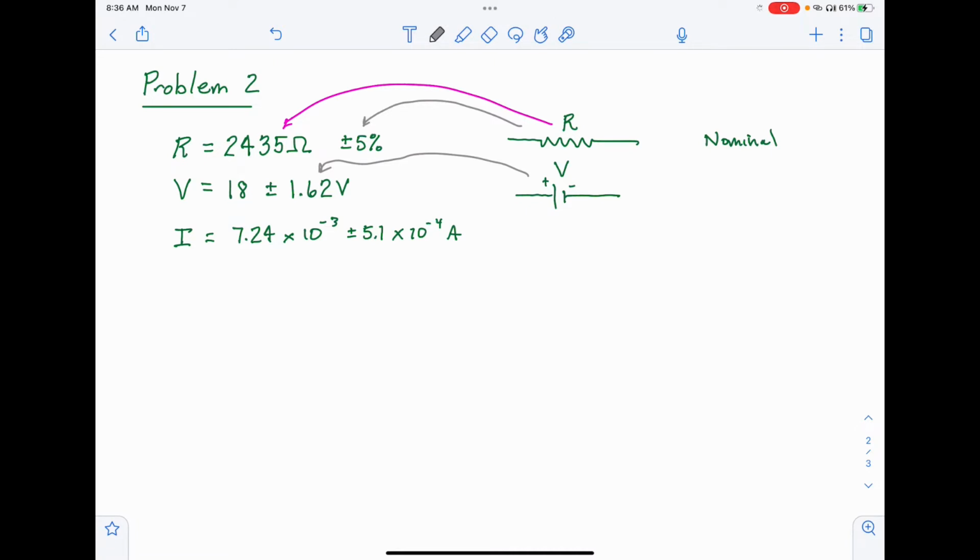Okay. And now we get to our current, and our current is measured. So this is a measured current.